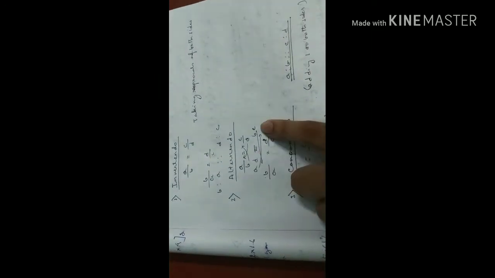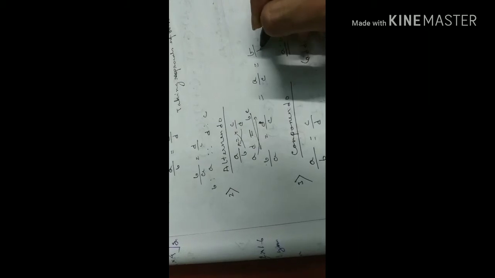Next comes alternendo. Alter. We are going to alter the positions. Just check, in alternendo we have A by B is equals to C by D. If they are moving from this side to that side, D is moving from the denominator to the numerator of the opposite side, and B is moving from the denominator of this side to the numerator of the other. So we will be getting A into D is equals to B into C.